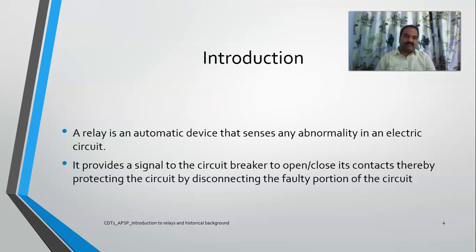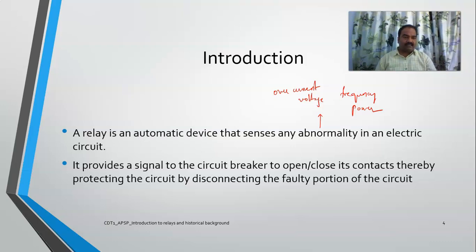Coming to the basics. As you all know, a relay is an automatic device which senses any abnormality in an electric circuit. Abnormality in the sense it can be anything which is undesired. Maybe it can be overcurrent or voltage or any changes in frequency or power, or maybe the direction of current is undesired. Anything which you feel is undesired and that is happening in the power system can be detected using a relay. So a relay is just a device which senses any abnormality based upon its construction.